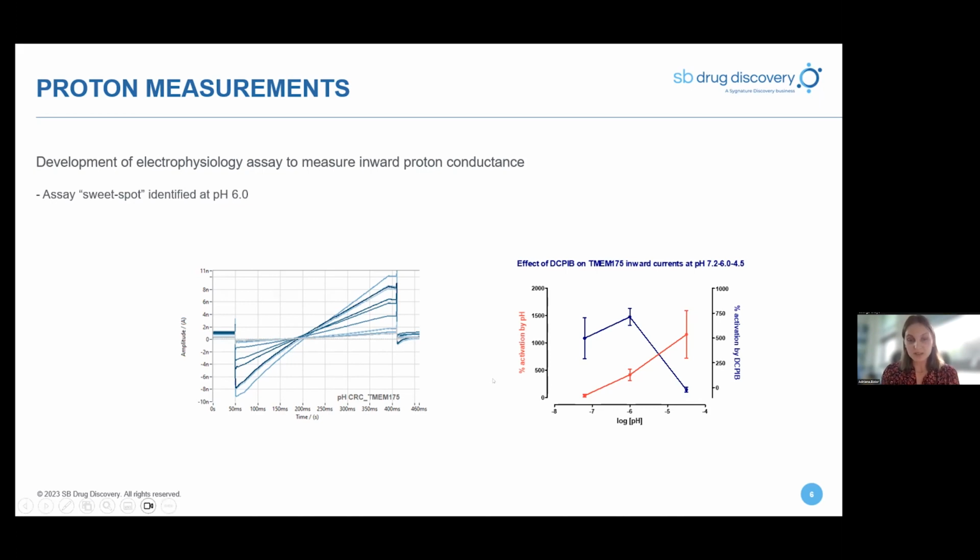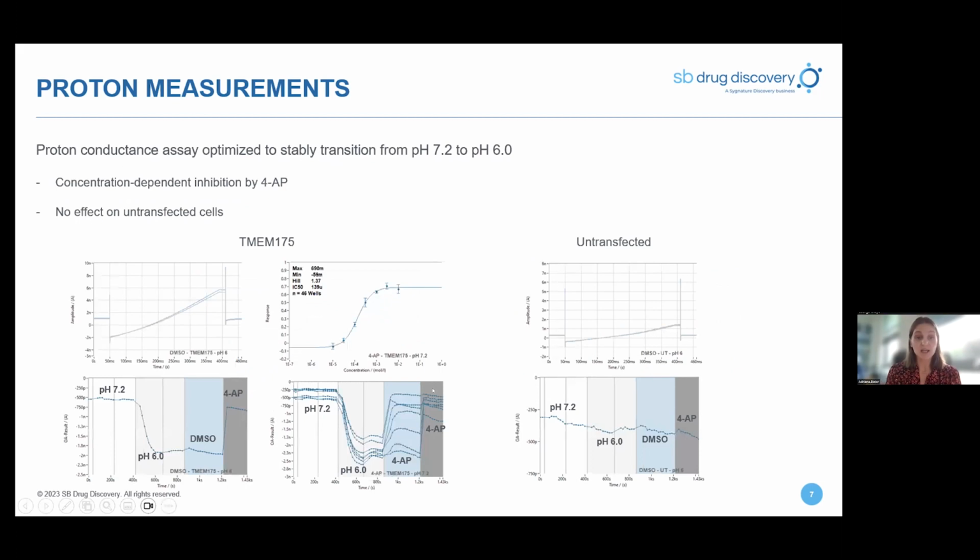We know that TMM is activated by pH itself, and it's also activated by the compound DCPIB. So we chose this point based on this data, where activation by pH doesn't quite reach the maximum capacity of TMM itself, and where at this same pH it can be activated to its maximum by DCPIB. Based on this, we developed a low pH assay, where we measure proton conductance stably transitioning from pH 7.2 all the way down to pH 6.